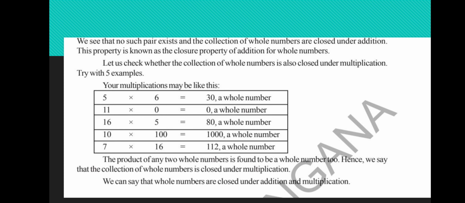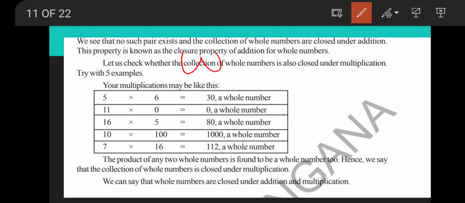Look at multiplication. 5 into 6 is 30. We already know it is a set of whole numbers, because the set of whole numbers starts from 0. 0, 1, 2, 3, and so on, we will get so many. So 30 is also a whole number. 11 into 0 is 0, which is in the whole numbers, so 0 is also a whole number. Like that, if you multiply 2 numbers, the result is also a whole number. The product of any 2 whole numbers is found to be a whole number too. Hence we say that the collection of whole numbers is closed under multiplication.